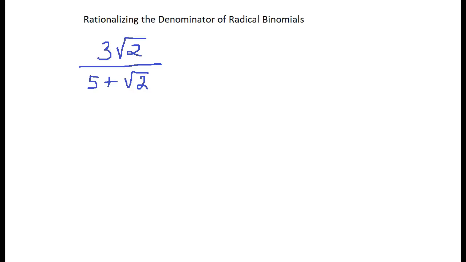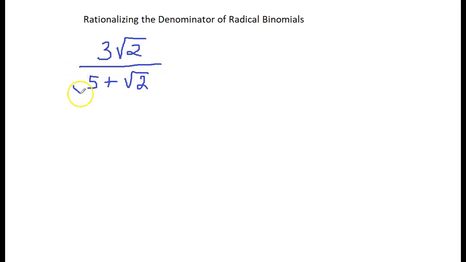In this video, we are going to be rationalizing the denominator of radical binomials. That means there is a binomial in the denominator that has radicals. And the first thought that some students might have is, well, hey, can't I just cancel out the radical 2's here? There's a radical 2 on the top, 1 on the bottom. No.